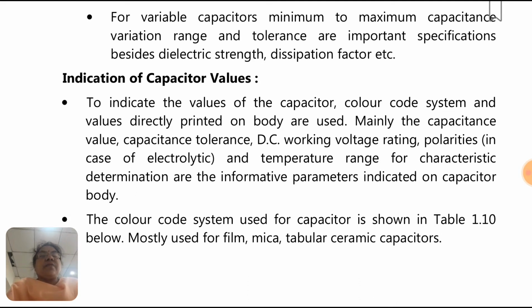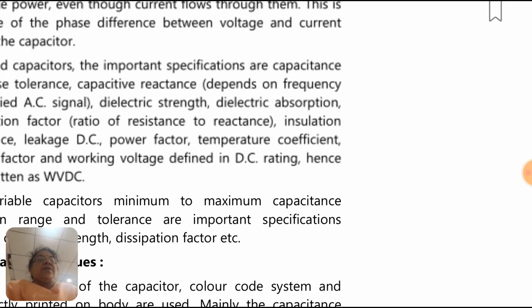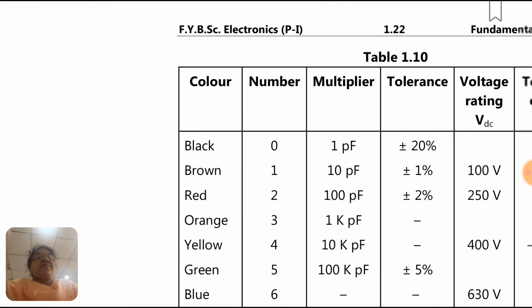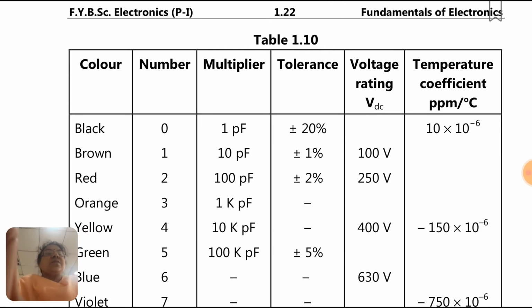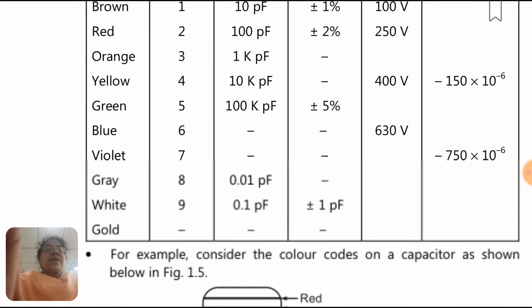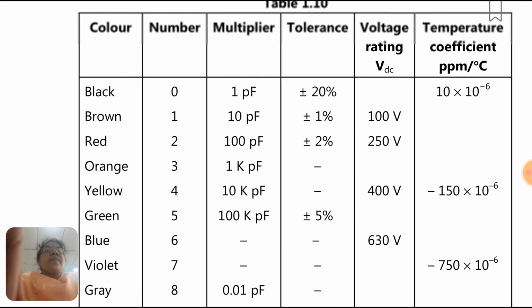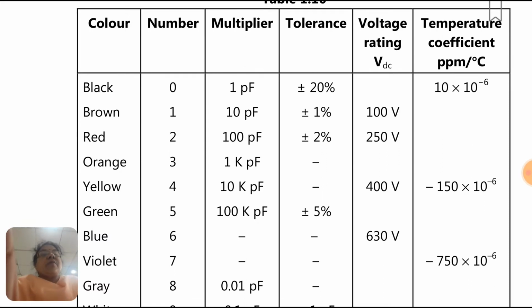To indicate the value of a capacitor, a color code system and values directly printed on the body are used. Mainly the capacitance value, capacitance tolerance, DC working voltage, etc. The color code system used for capacitors is shown in the figure, mostly used for film, mica and ceramic capacitors. So this is the color code system. It is just the same as the resistor system, only the multiplier is in picofarad.